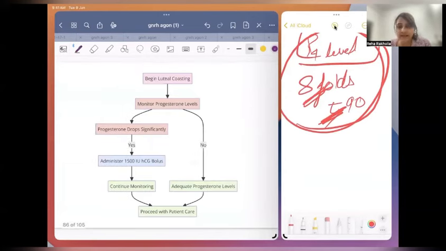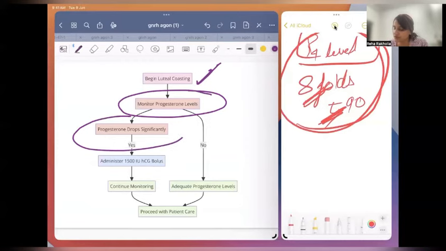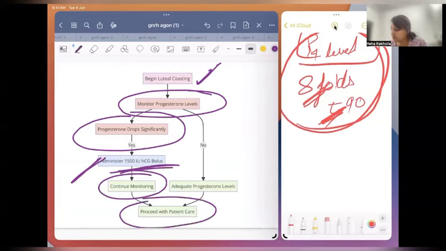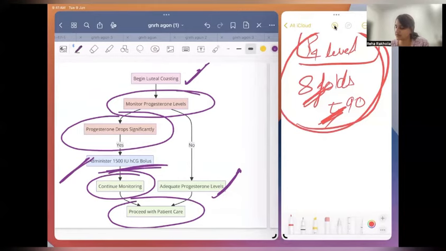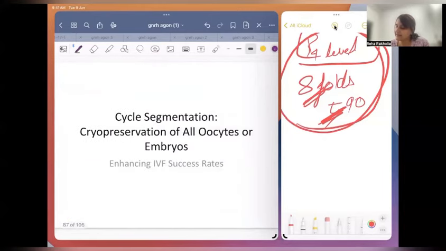Now here it is explained with a flow chart. We'll begin luteal coasting. We'll monitor the progesterone level. If progesterone drops significantly, we'll administer HCG bolus. We'll continue monitoring. If not dropped, adequate progesterone level will proceed. If it drops, we'll give 1,500 international unit HCG bolus. Then cycle segmentation, cryopreservation of all oocytes and embryos.